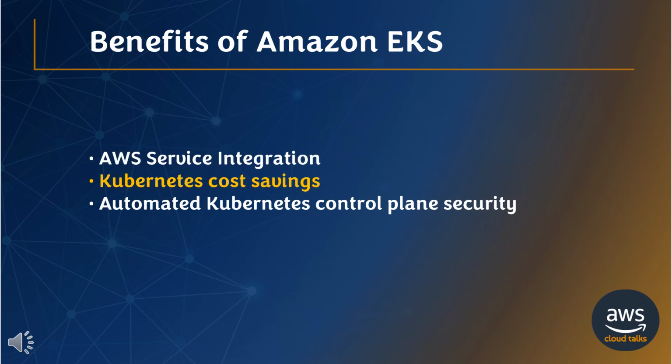Kubernetes cost savings. Amazon EKS is a fully managed service. As a result, you can reduce costs with efficient compute resource provisioning and automatic Kubernetes application scaling. Automated Kubernetes control plane security. Since Amazon EKS is a fully managed service, it ensures a more secure Kubernetes environment with security patches automatically applied to your cluster's control plane.